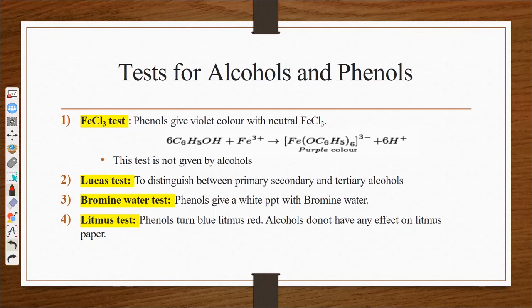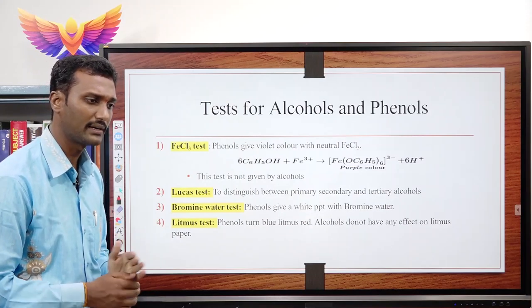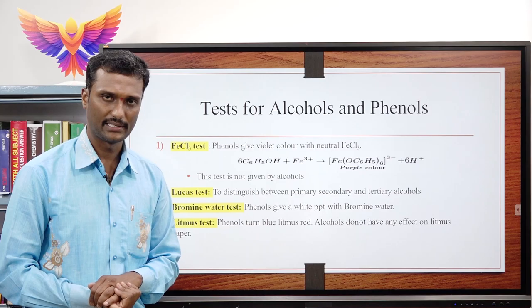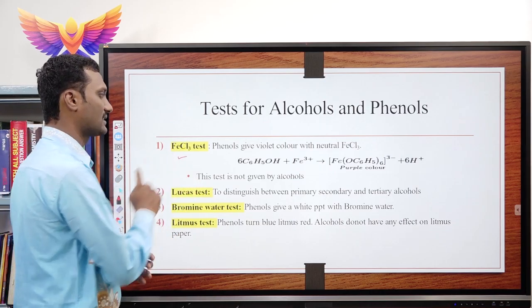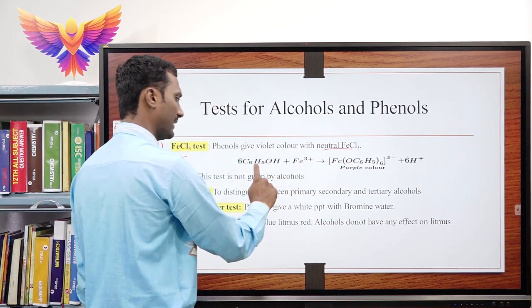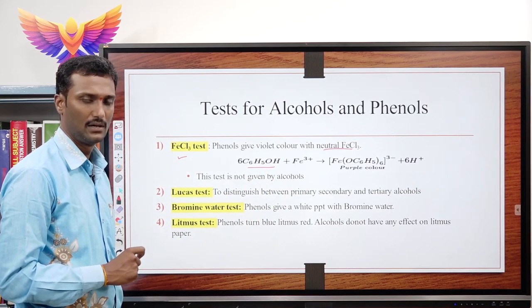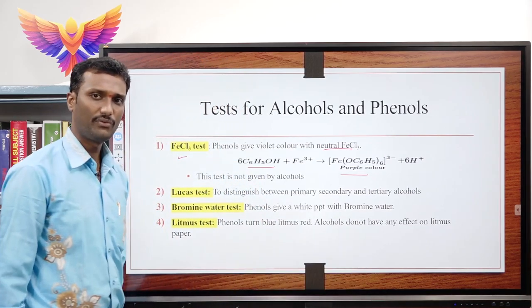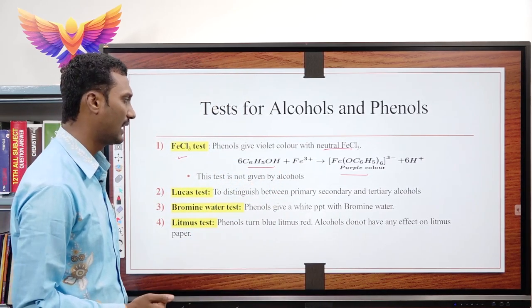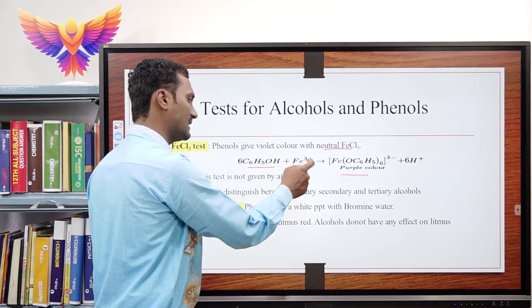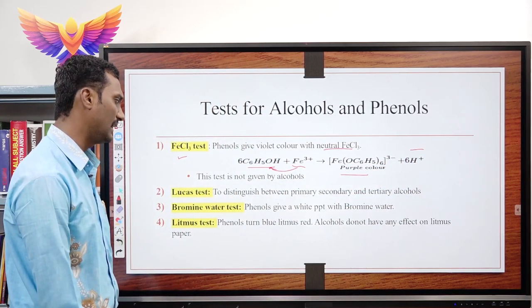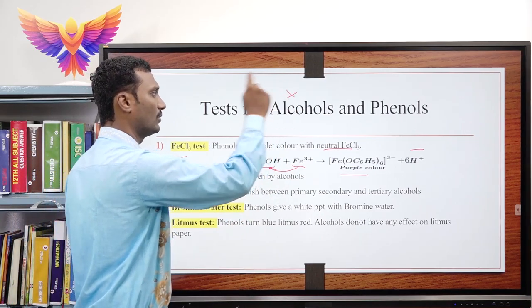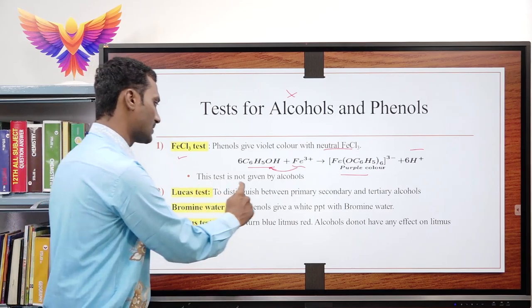Okay, students? As we already learned in the previous slide, a few tests, like how phenol reacts with neutral ferric chloride to give the violet color. Here I have also taken some tests for alcohol and phenol. The first one is the neutral ferric chloride test. When ferric chloride reacts with phenol, it gives the purple or violet color, called ferric phenoxide ion and hydrogen ion. What is the meaning of that? When neutral ferric chloride reacts with the phenol, the hydrogen ion comes out, which gives us a purple color. But this test is not given by alcohol. Very important.